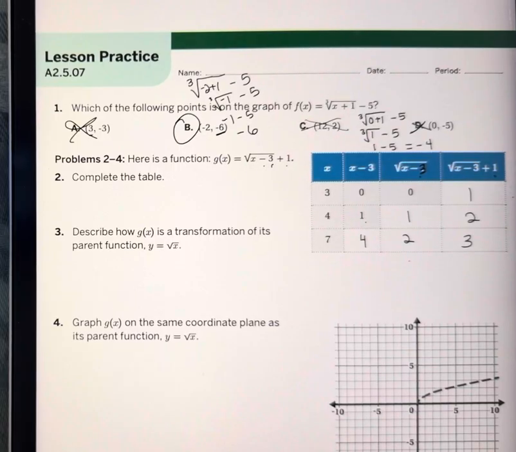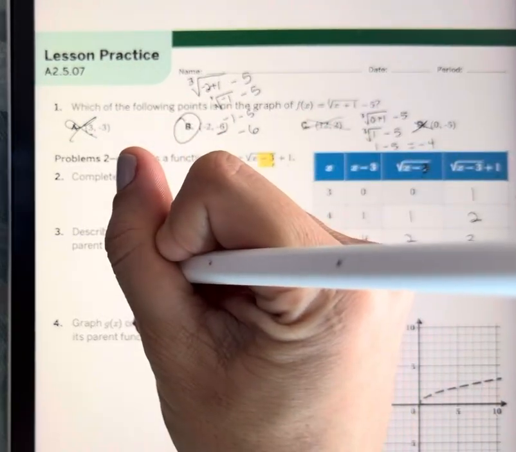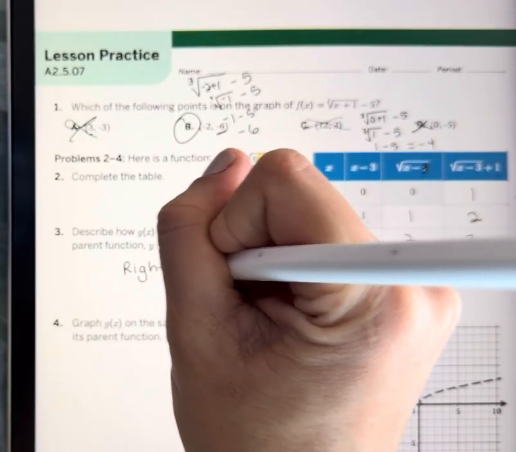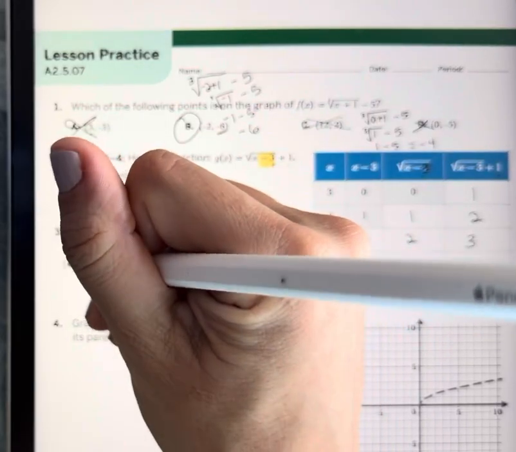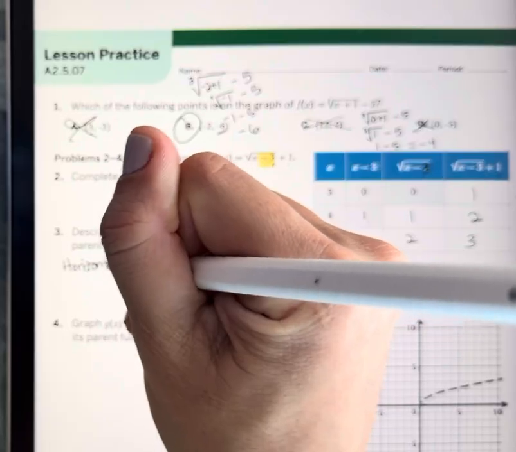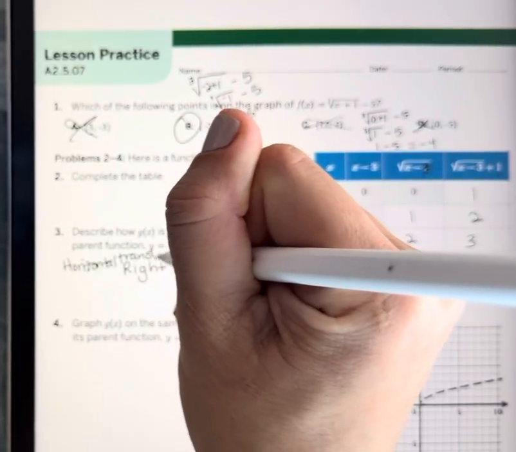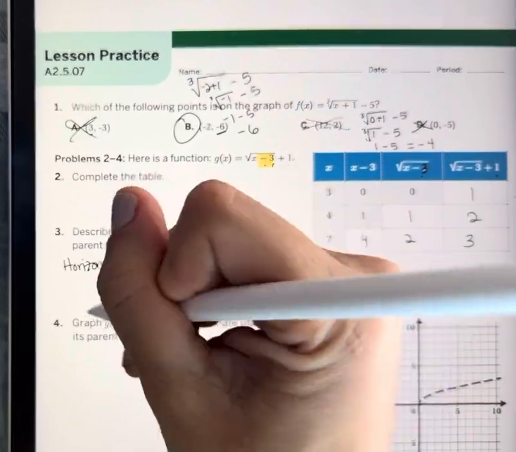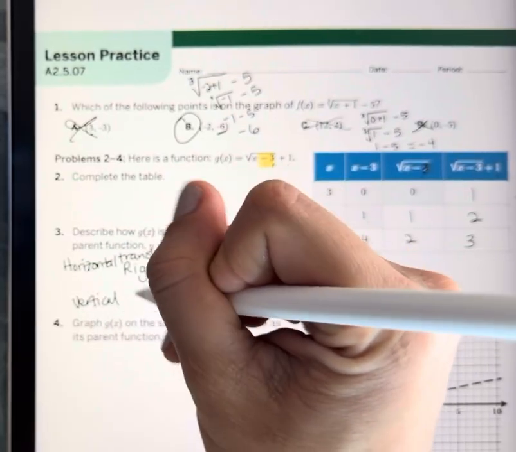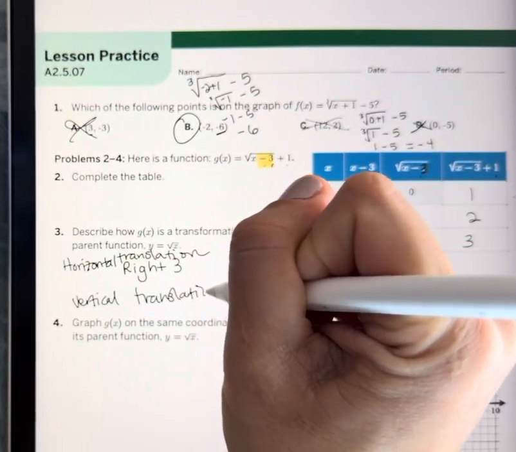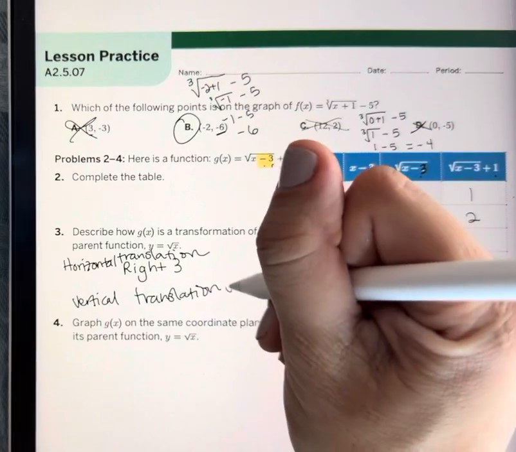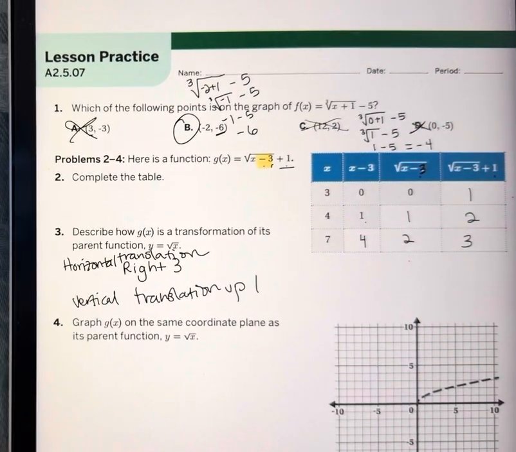Now, describe how g of x is a transformation of its parent function. How is it a transformation? Well, we've got ourselves a minus 3 right there, which means that we are going to the right 3, namely a horizontal translation in addition to a vertical translation. That one is the up one. That's what's happening. And now graph g of x on the same coordinate plane.